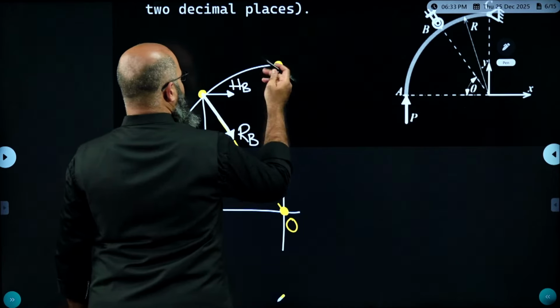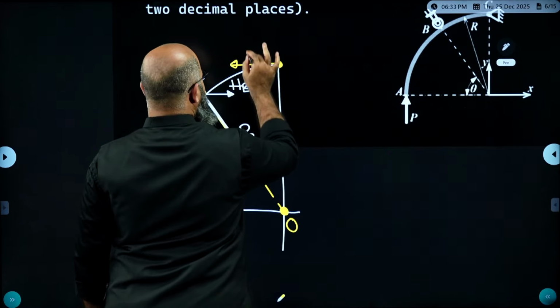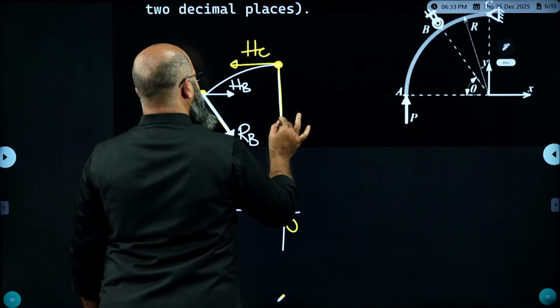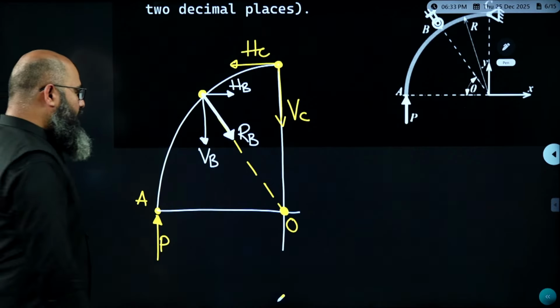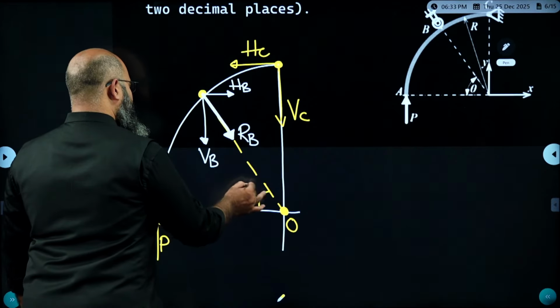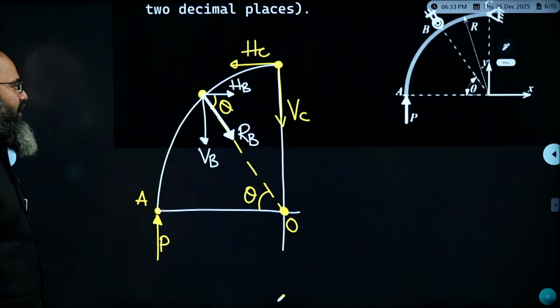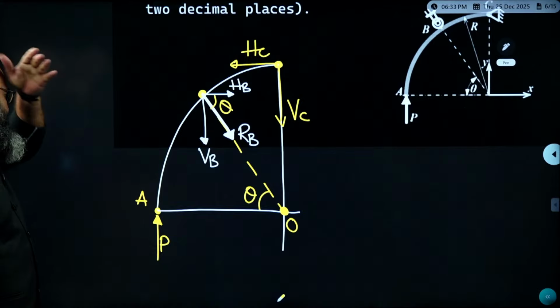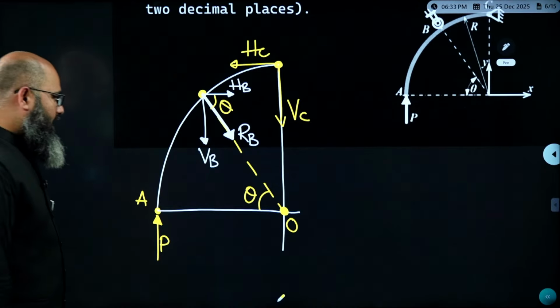I can say over here I'm having two reactions, let us say horizontal at point C, and I can say vertical at point C. I want to find out this angle theta over here. I know this angle and this angle, both of them are same. That means if I find out the value of HB and VB, I'll get the value of theta. Theta is equal to tan inverse of VB upon HB over here. Now, how do I start?